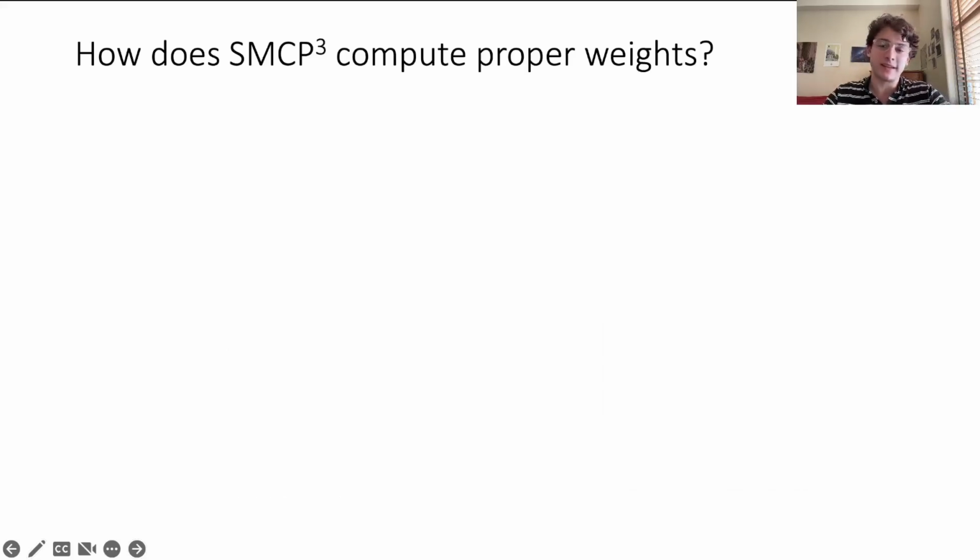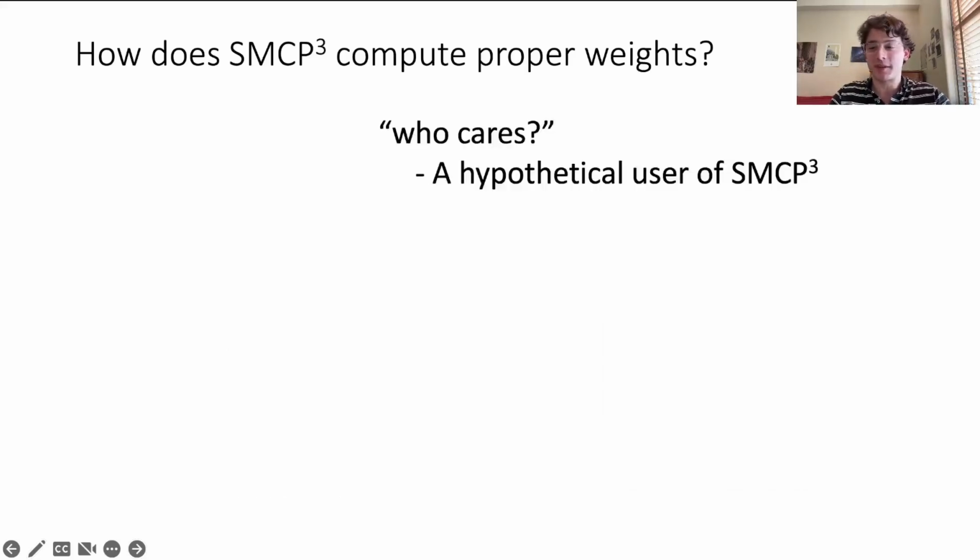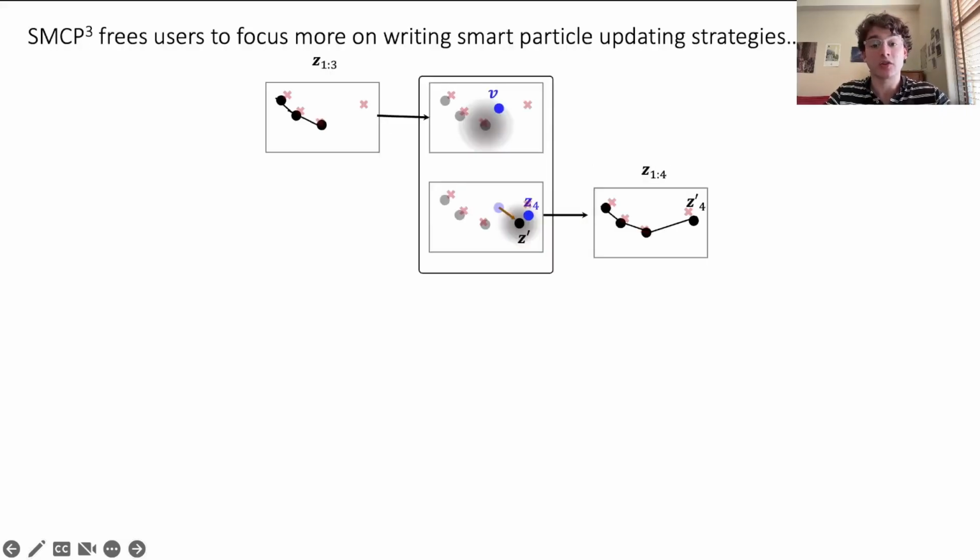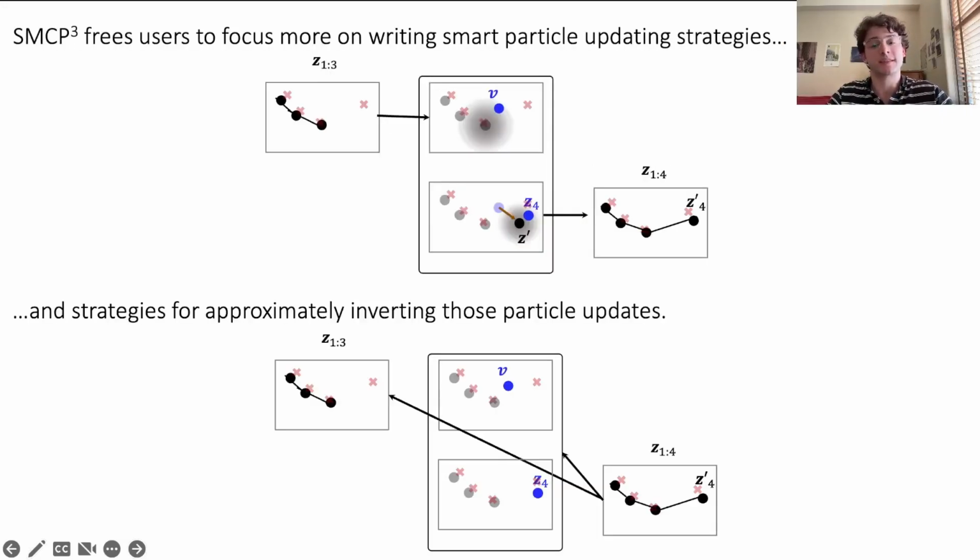We work this all out in detail in the paper, but as a user of SMCP3, you really don't need to worry about how we compute particle weights. What users need to focus on is coming up with good strategies for updating particles and good strategies for approximately inverting these updates. We believe that SMCP3 is a step toward enabling practitioners to focus on that and not on implementation details or on reshaping their intuitions about what particle updates they want to use into a form accommodated by more restricted SMC algorithm families.